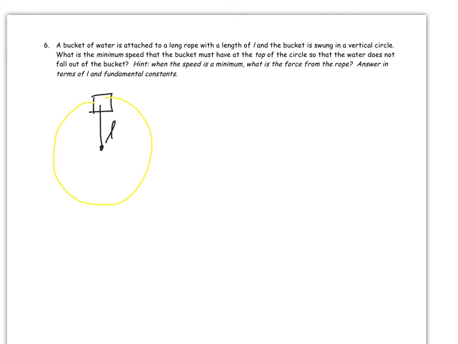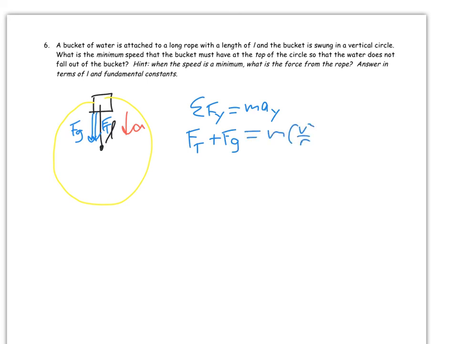So if we think for a second about the forces acting on the bucket, we're going to have the force of gravity going down on the bucket, of course. We're also going to have a force of tension from the rope going down on the bucket, and both of those lead to that inward acceleration that we have. When I set up my F equals ma in the y direction, I'm going to have Ft plus Fg is equal to m times v squared over r.